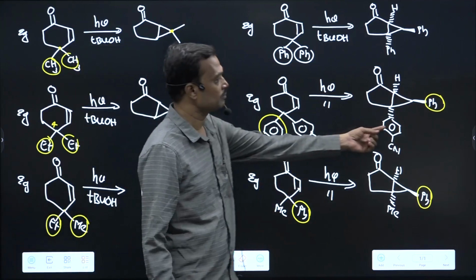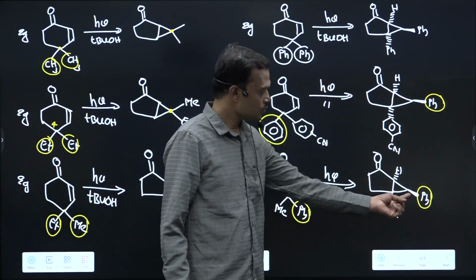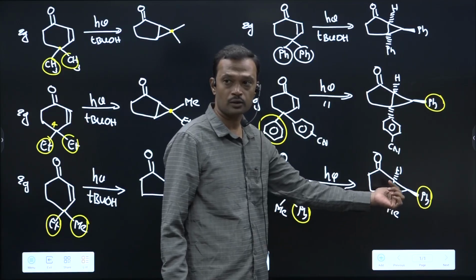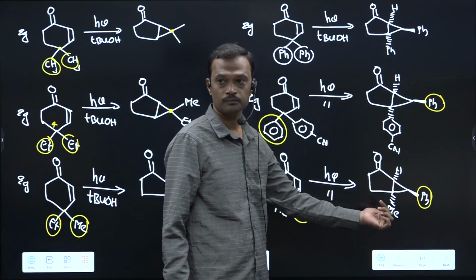Which one? When you migrate phenyl, you will get an unstable cation. An unstable cation can take a proton very fast. That is the reason.